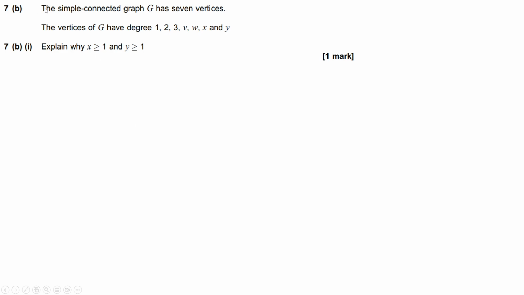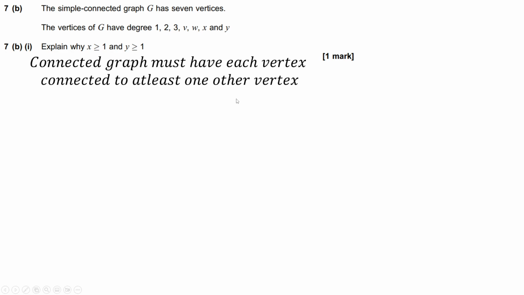Okay, we've got a simple connected graph G. It has 7 vertices, and they're of degree 1, 2, 3, v, w, x, and y. Explain why x is greater than or equal to 1 and y is greater than or equal to 1. If it's a connected graph, then each node or vertex must connect to at least one other node, so each of these must be greater than or equal to 1. You must at least connect to one other node.